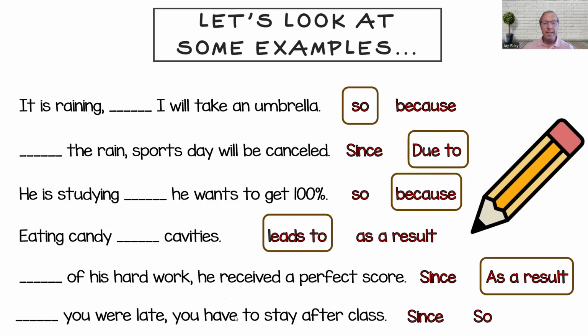Blank, you are late. You have to stay after class. Since you are late or so you are late. Since. Since you are late, you have to stay after class. You are late is the cause. Staying after class is the effect.